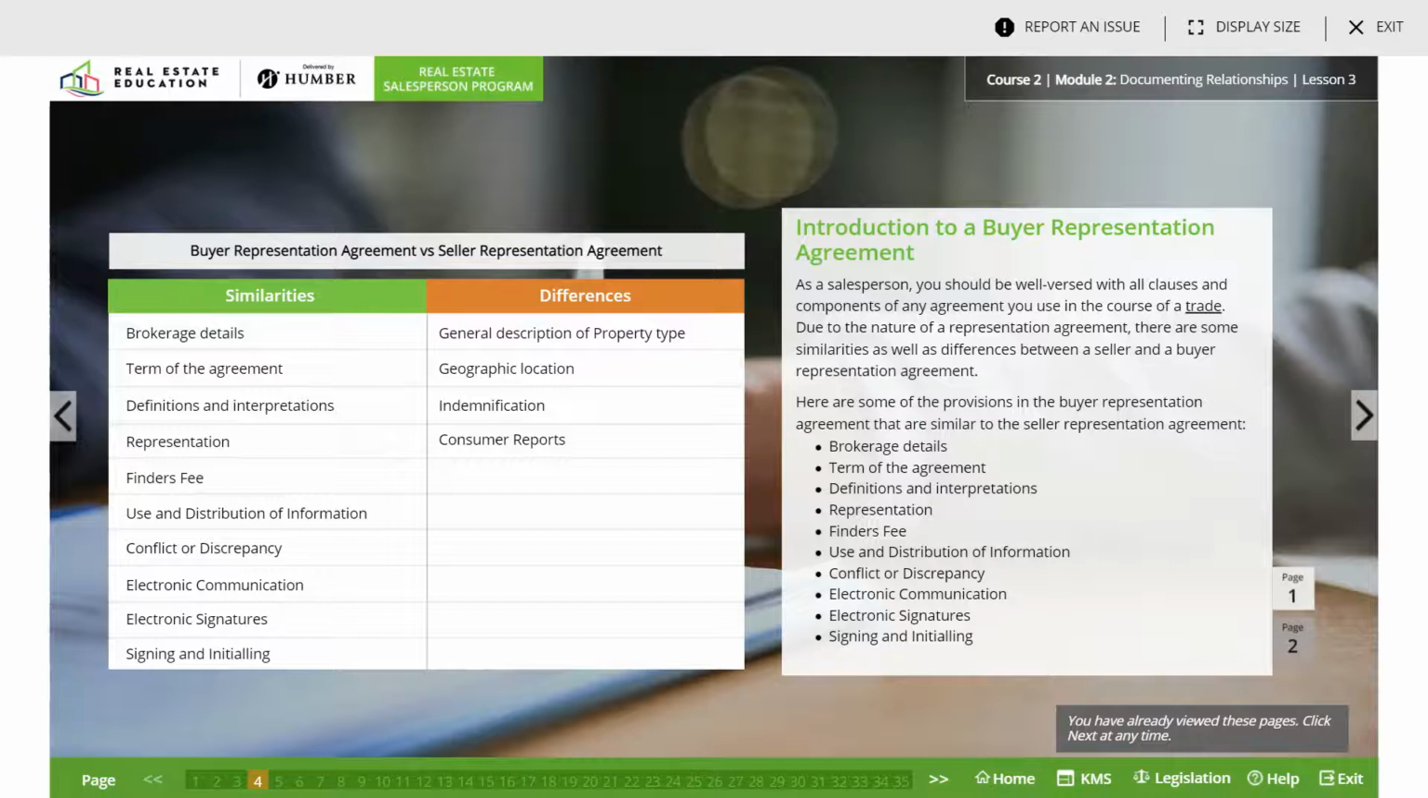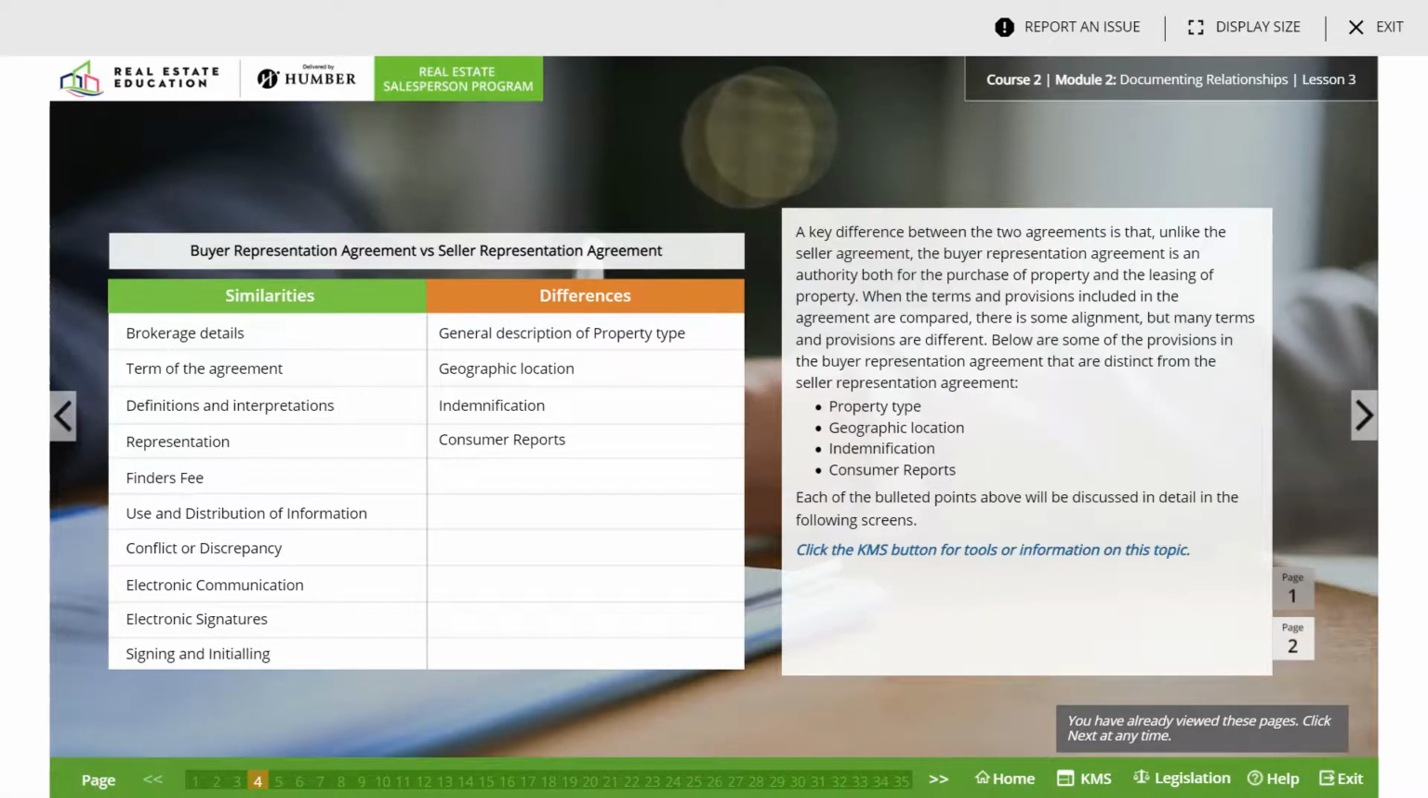Due to the nature of representation agreements, there are some similarities as well as differences between a seller and a buyer representation agreement. Here are some of the provisions in the buyer representation agreement that are similar to the seller's representation agreement: the brokerage details, terms of the agreement, definition of interpretation, representation, finder's fees, use and distribution of information, conflict and discrepancies, electronic communication, electronic signature, signing and initialing. And these are some of the differences.